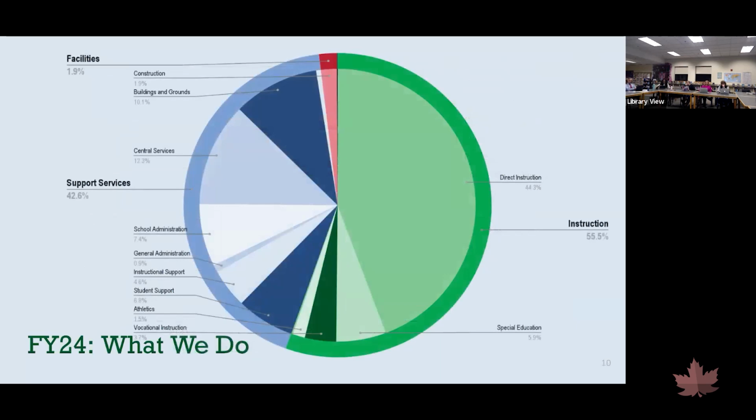Same budget split out a different way. The green half is instruction, so it's primarily direct instruction and special ed. The blue almost half is support, so that's both supporting students and supporting staff. Your administration comes in there, assessment from central office and the plants. And then the red slice is really that other catch-all. So that's primarily the sugar shack, and it will be a very tiny fraction for some other bits and bits.